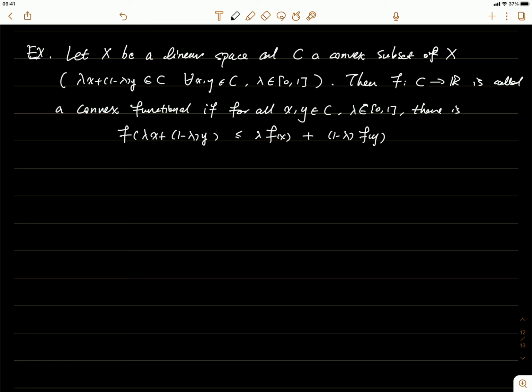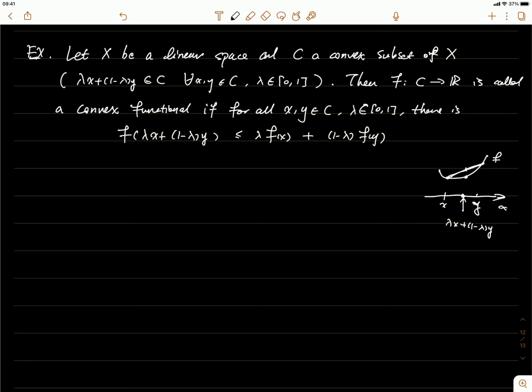Okay, and geometrically, in the 1D case, say X is just the real line, and this is the graph of f of x. If you have a point x and a point y, then this just means the line segment between x and y, so it's any point in here. The left-hand side means the function value at that middle point, for example where lambda x plus 1 minus lambda y is. The right-hand side is a convex combination of the two function values.